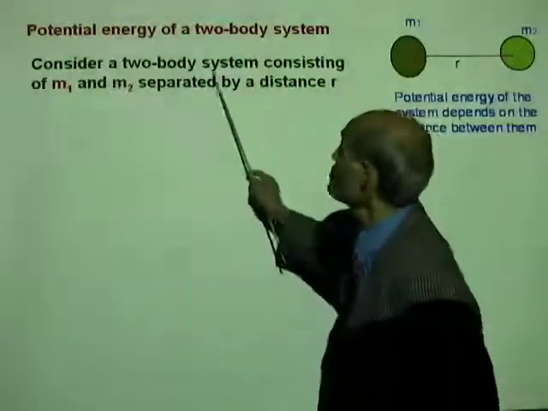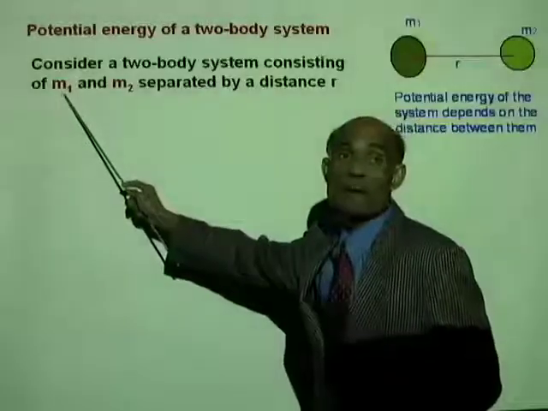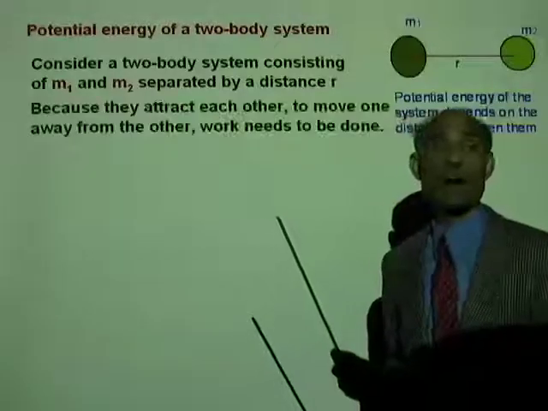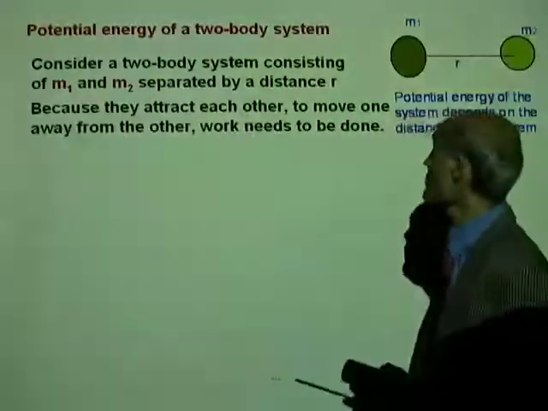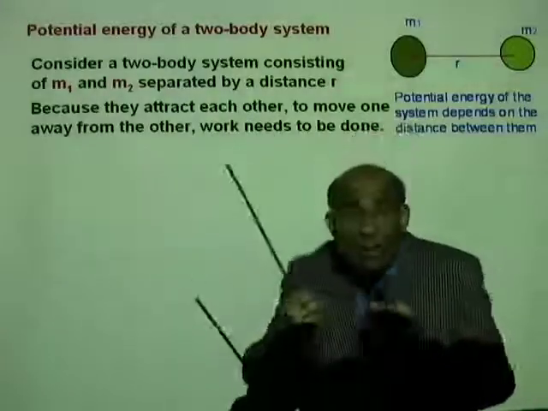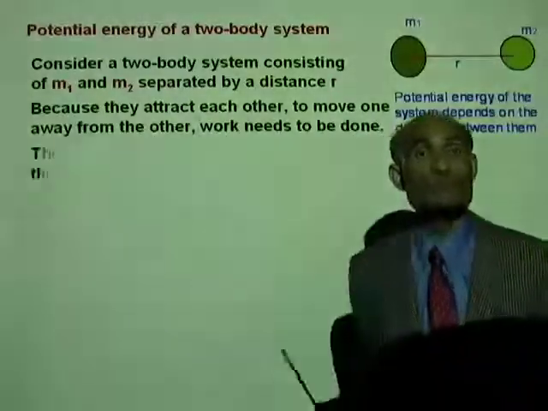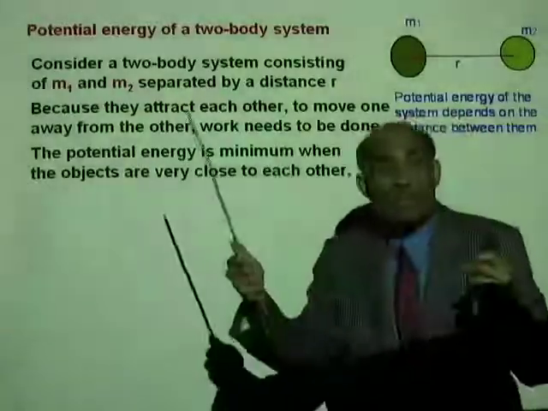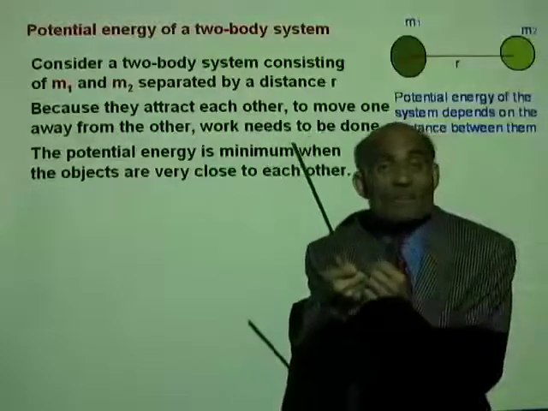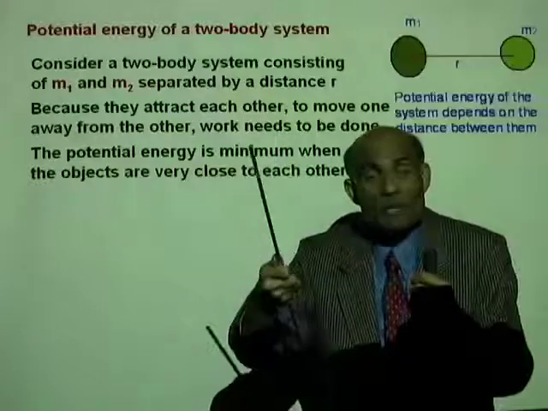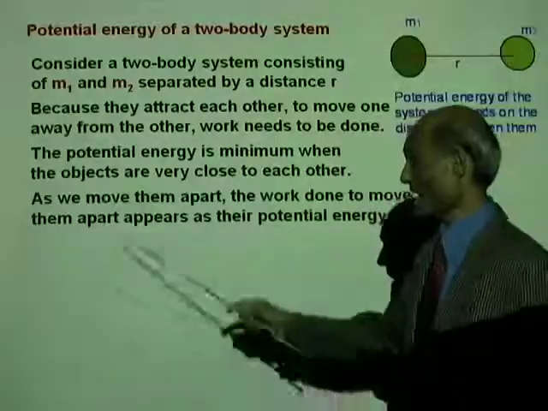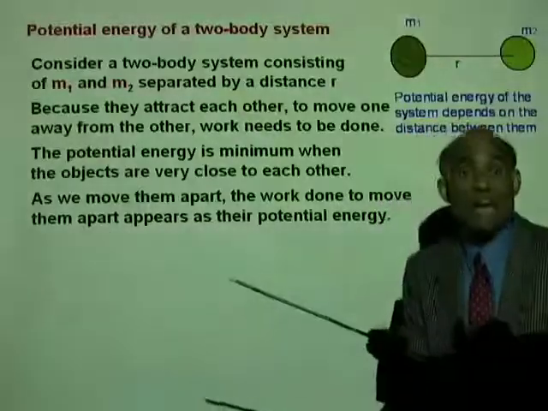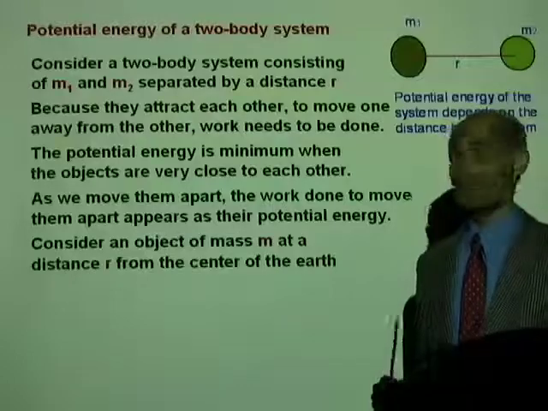Now consider a two-body system consisting of masses m1 and m2 separated by a distance r. Because they attract each other, to move one away from the other, work needs to be done. That means the potential energy is minimum when these objects are closer together. When you separate them, their potential energy increases. As we move them apart, the work done to move them apart appears as their potential energy.